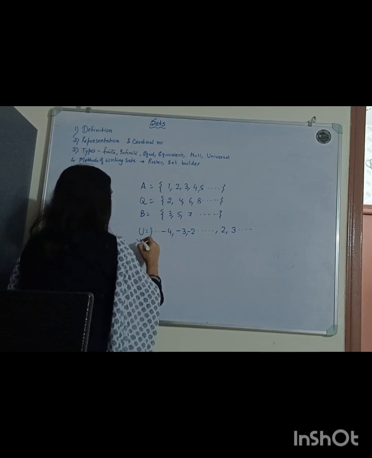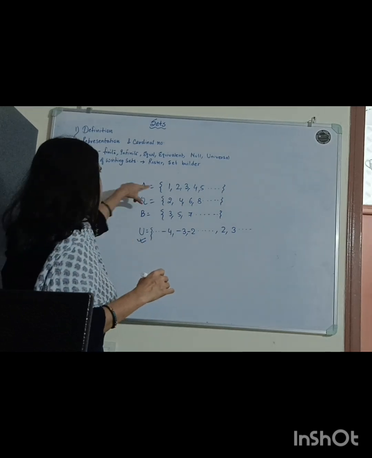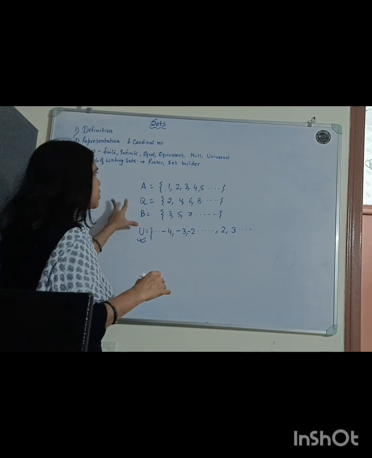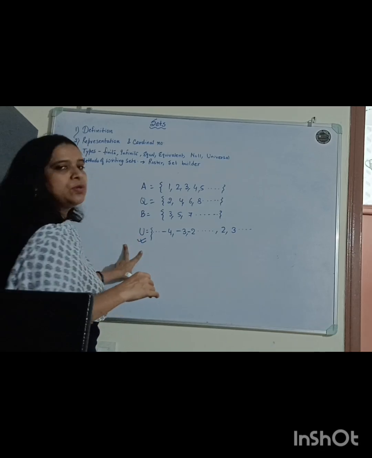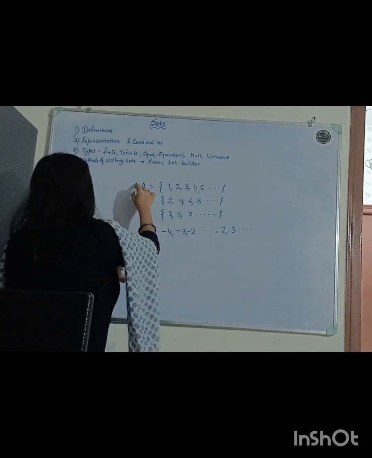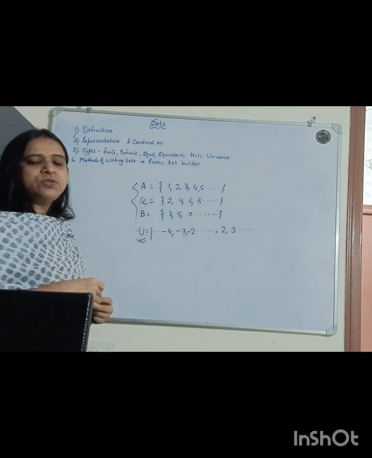So you can see here this set U contains set A, set Q, and set B also. That means U is the universal set for these sets. I hope it is clear what a universal set is.